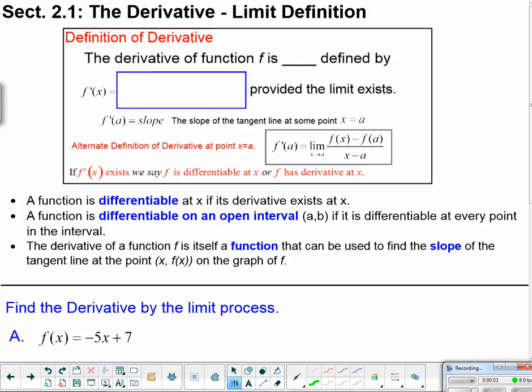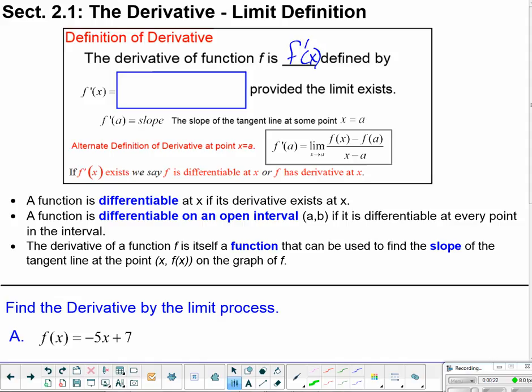On to day 2 of section 2.1, the derivative, and today we're going to define the derivative using the limit definition. And you'll notice that this box looks very similar to the one that we did on day 1 of this 2.1 introduction to the derivative.